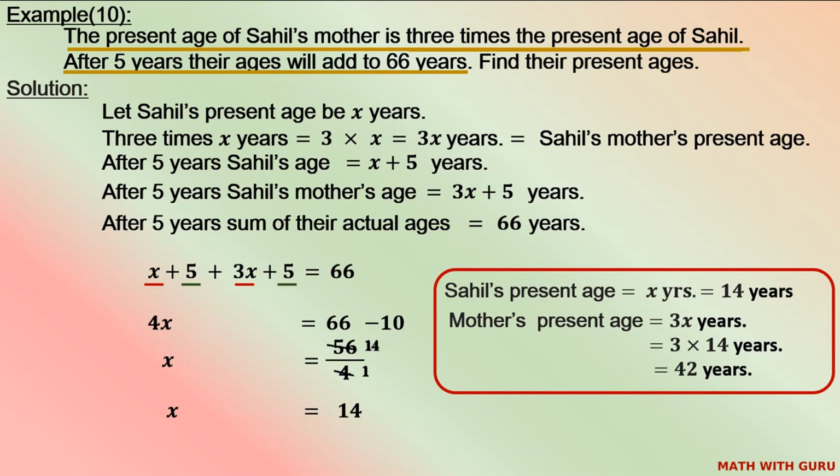After 5 years, Sahil will be 19 years old. After 5 years, mother will be 47 years old. 47 plus 19, they add up to give 66. Therefore, our answer is correct.